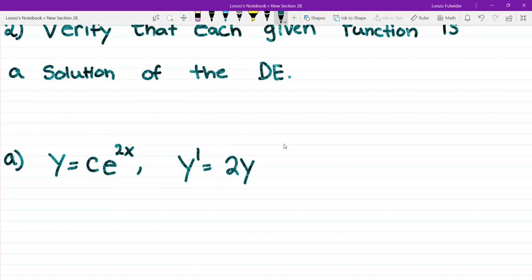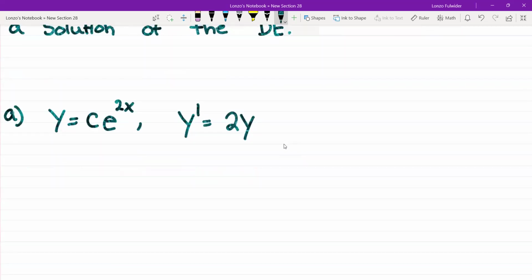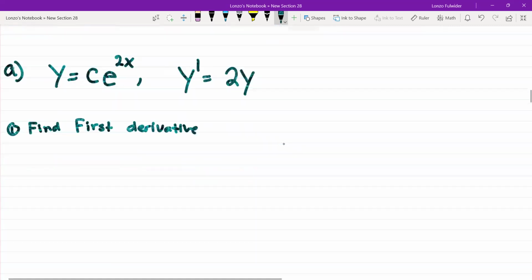So we have to verify that the given function is a solution of the differential equation, or that the left equals the right. First, what I would do is find the first derivative, because we do need y prime. So you have y equals c e to the 2x. Let's find the first derivative.